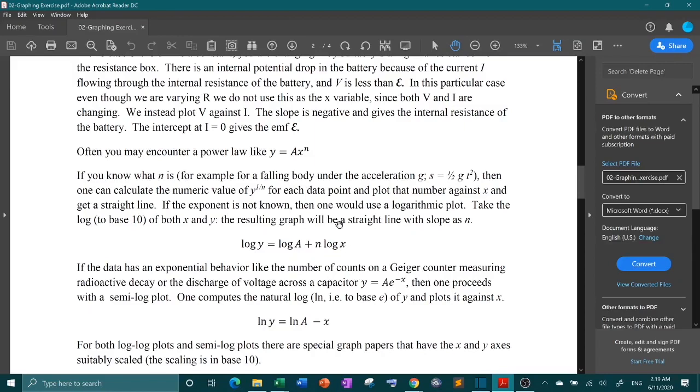But instead of y equals a times x raised to n, if you had y equals a times e raised to negative x, this is somewhat similar to dataset 3.